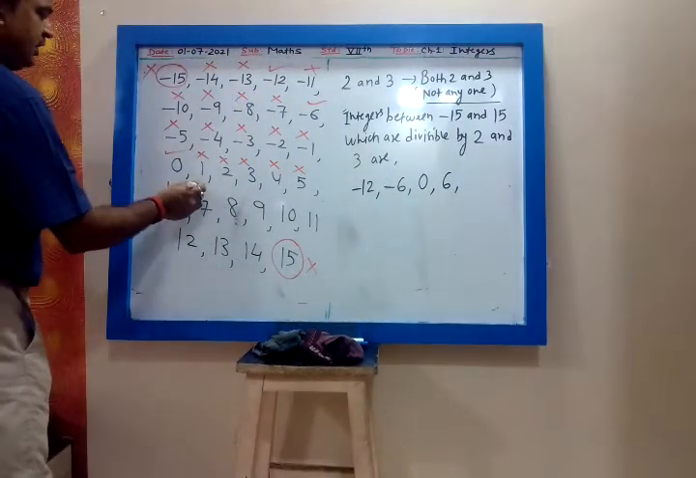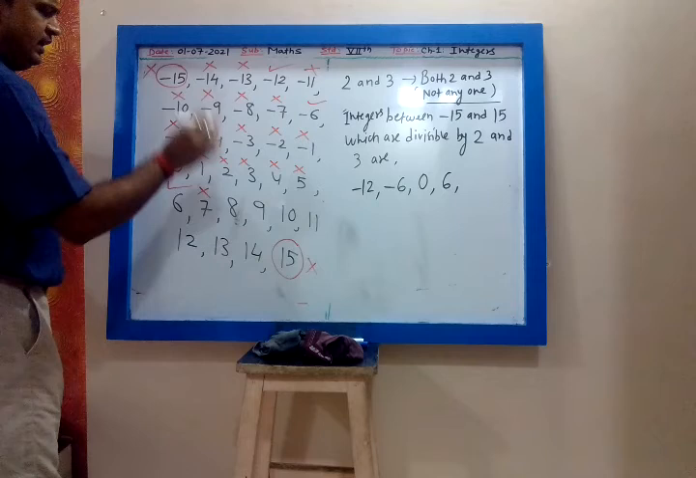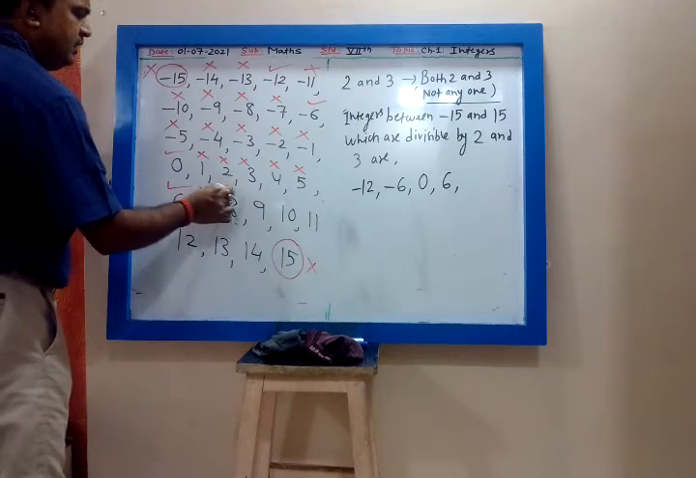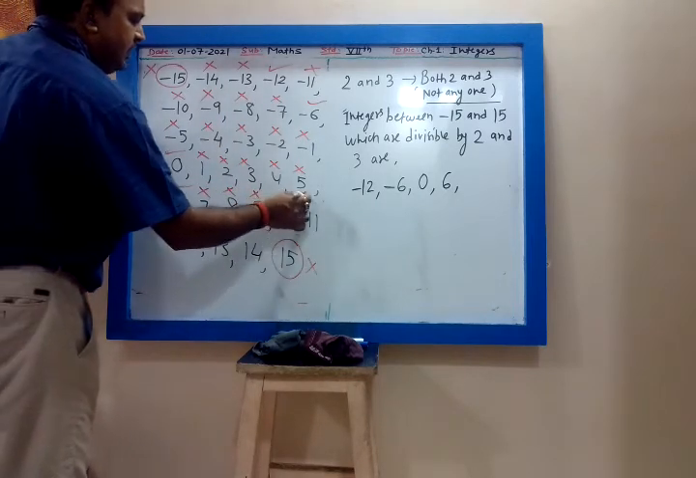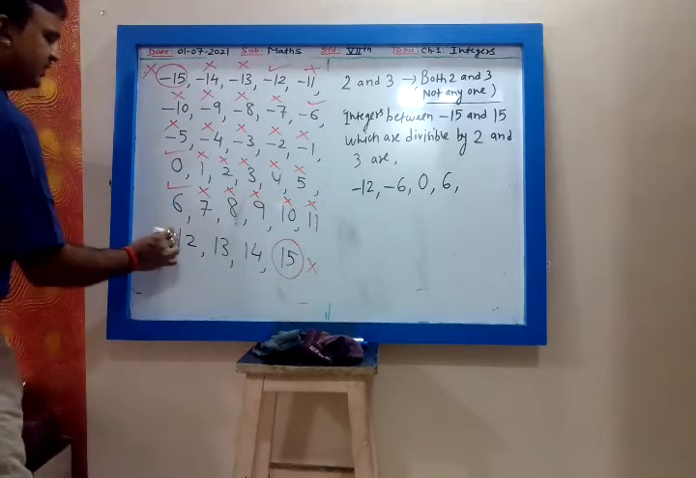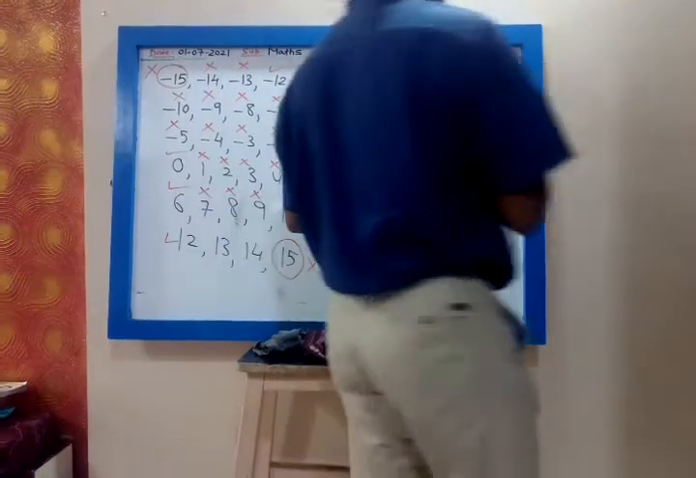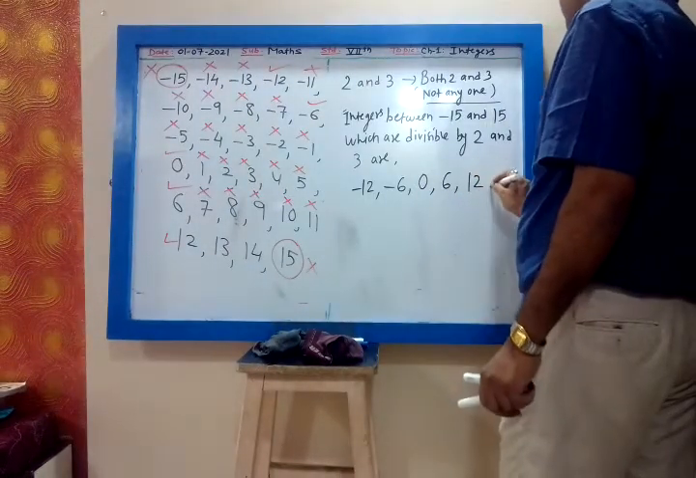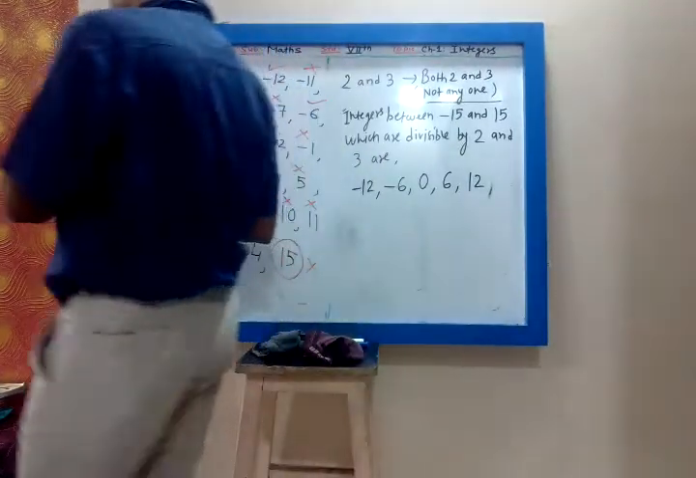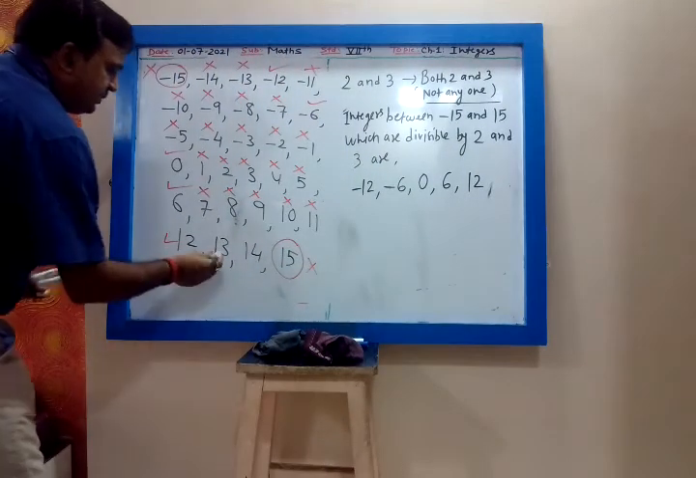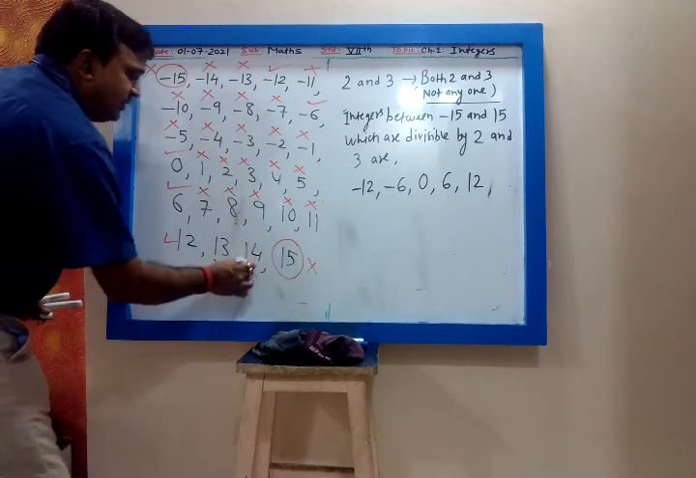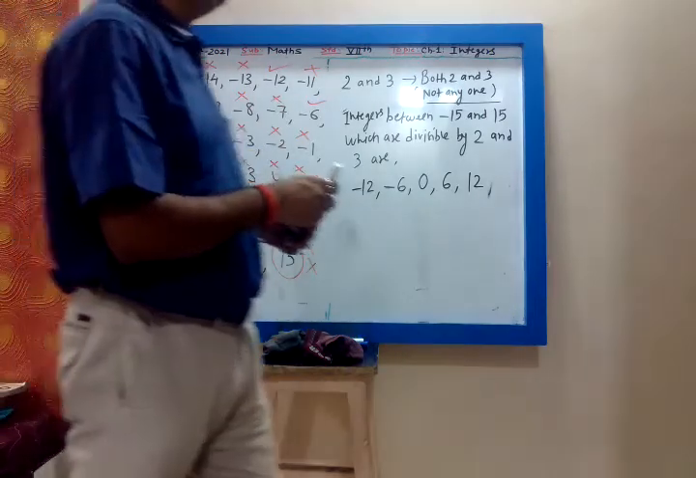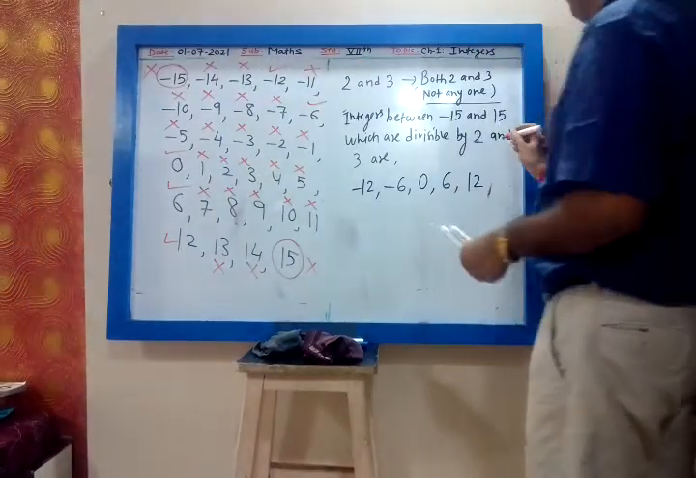Then 7 not divisible. 8 divisible by 2 not 3. 9 divisible by 3, not 2. 10 divisible by 2, not 3. 11 not divisible. Then 12 will come. Then 13 not divisible by 2 and 3. 14 divisible by 2, but not divisible by 3. So this I will not consider. Only these are the numbers which are divisible by 2 and 3.